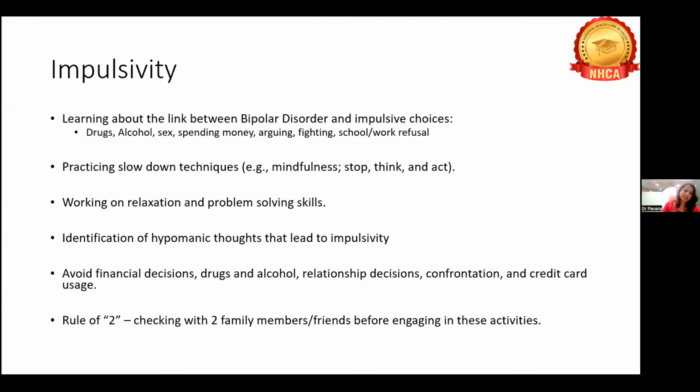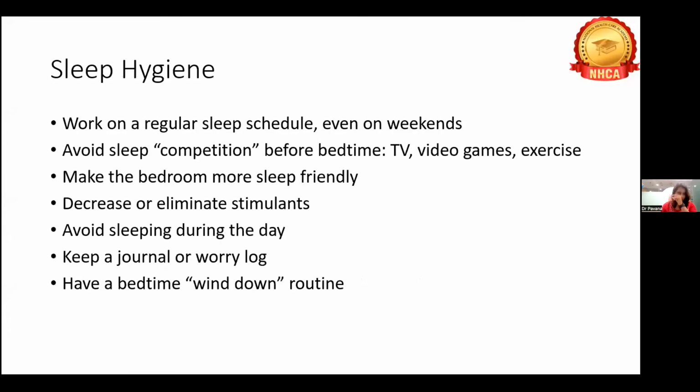Okay, so practicing slow down techniques like mindfulness, stop, think, and act. These are all CBT techniques which we can apply on the patients, or working on relaxation and problem solving skills. So with thought impulsivity, how to control the thoughts, and whenever he is having mood changes, how can he communicate this to the family members? This is very, very important for us. The rule of two, that is, check with two family members. "I want to invest in this," or "I have multiple ideas coming. Is it a correct thing or a wrong thing?" So checking with two family members is very important for the clients.